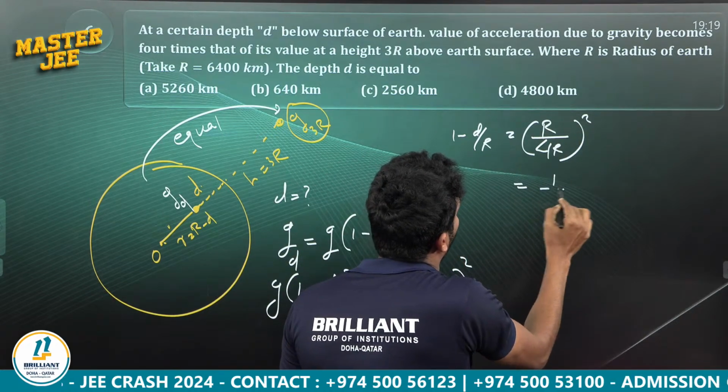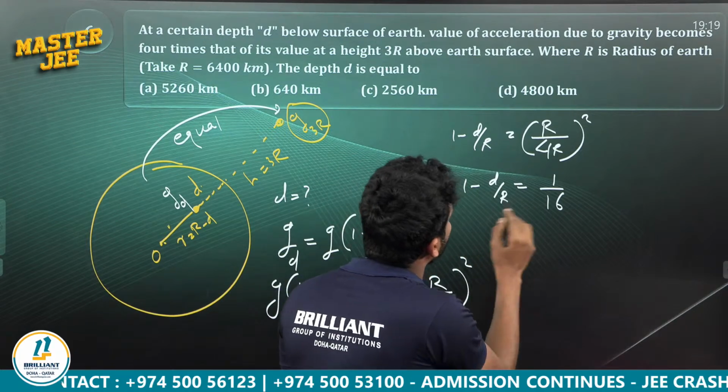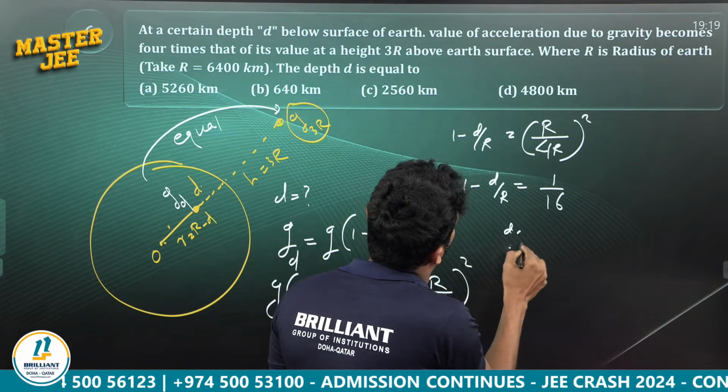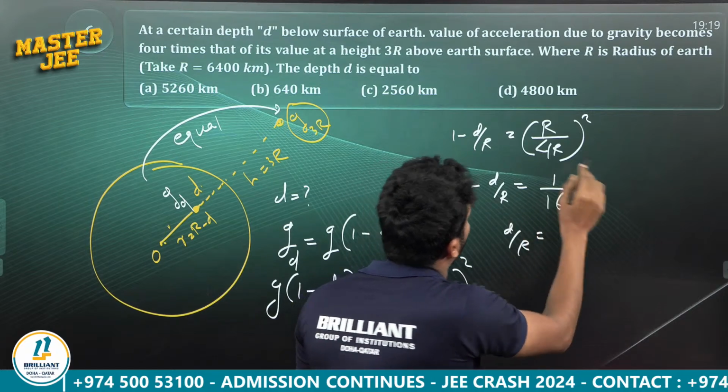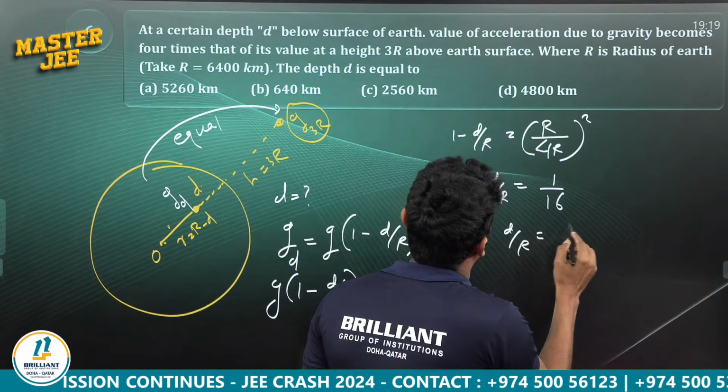Good. r cancels, this is 1 by 16 is 1 minus d by r. Clear? Okay. Now what is this? See here, d by r is equal to 1 by 16.